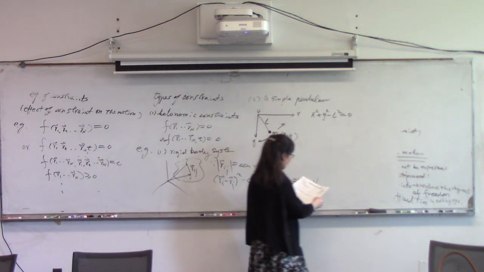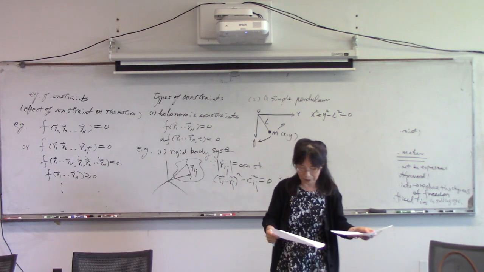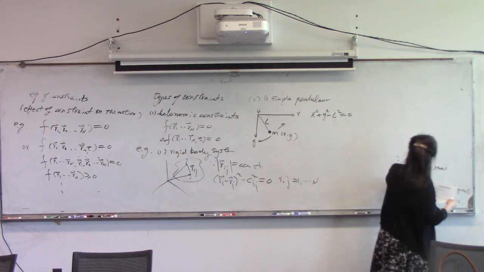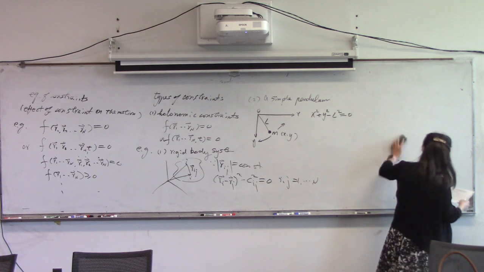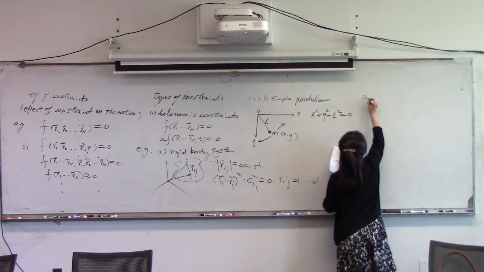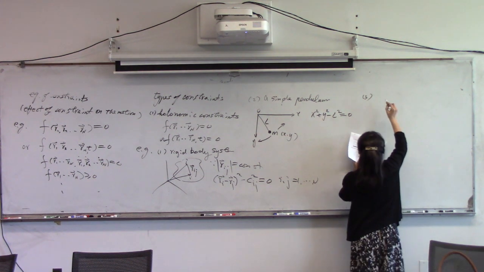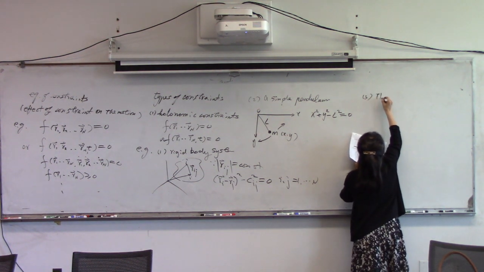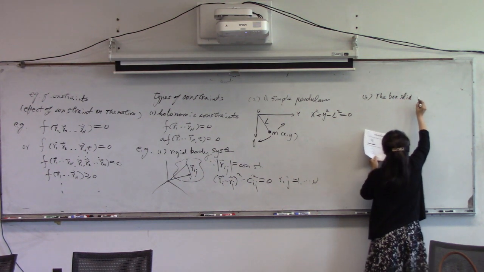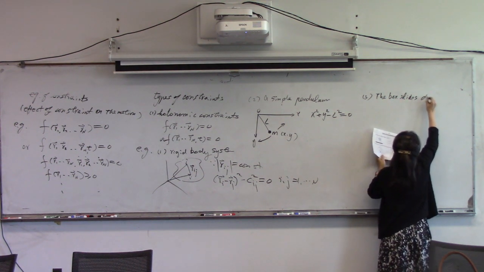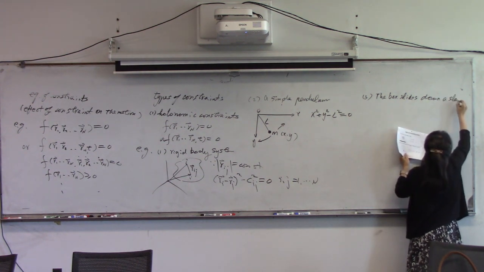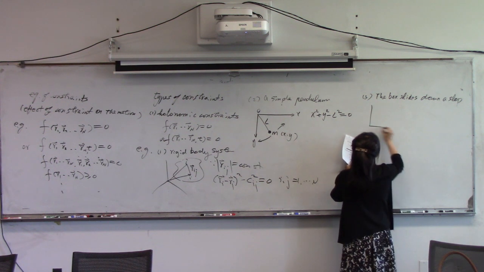I give you examples, and then I will give more, since this is something new, maybe not really familiar. So now I'm going to give you more examples. The third one is a box sliding down a slope. The box slides down a slope. Okay, so we have a slope here.